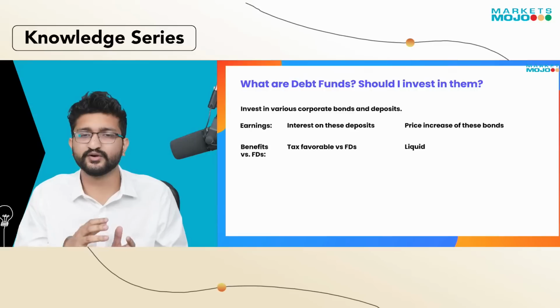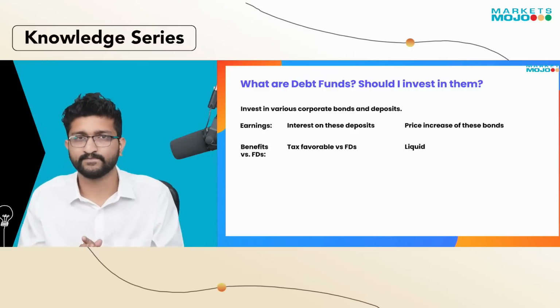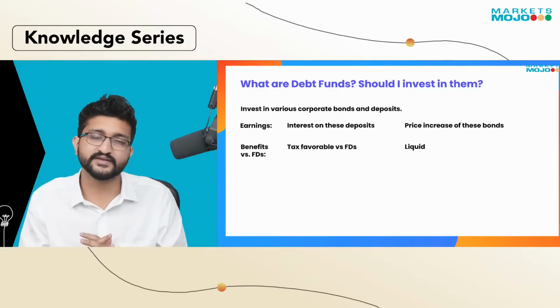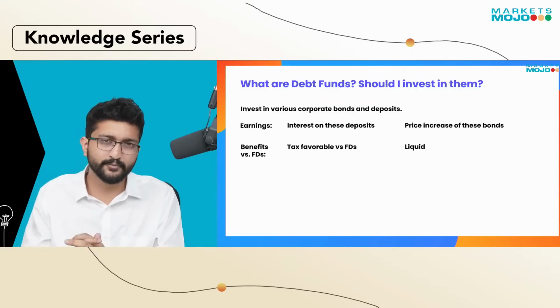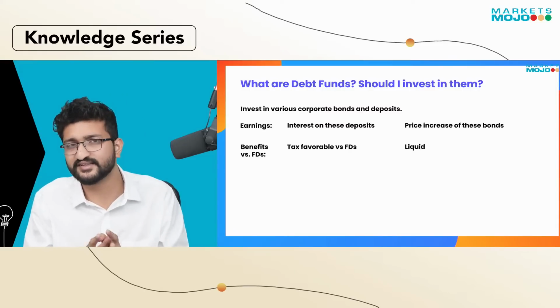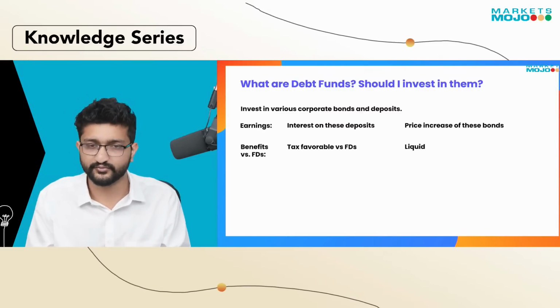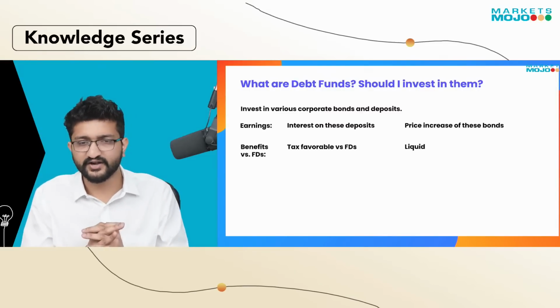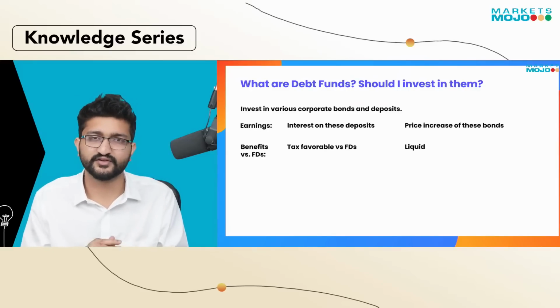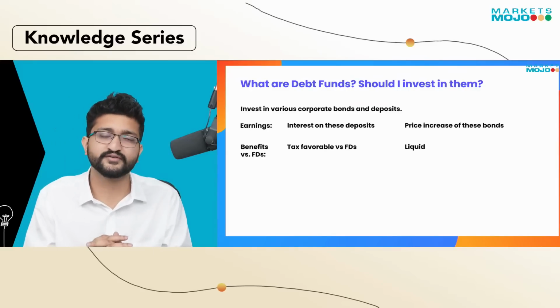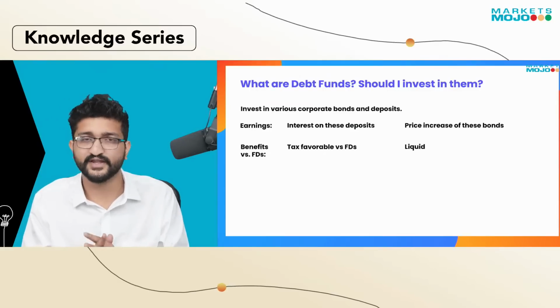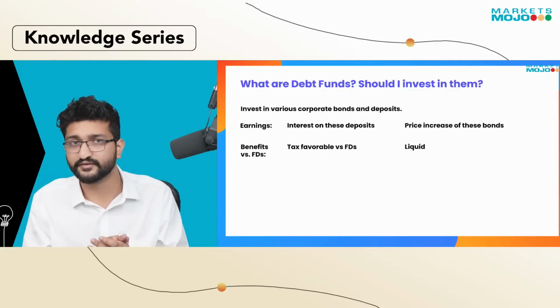Now, debt funds versus FDs. This is a big choice people make and they actually go with FDs. And I don't blame them because I think the nation has a lack of knowledge when it comes to how debt funds work. Debt funds are tax favorable versus interest on FDs. When you get interest on an FD, you have to pay a particular tax. Okay, that's not actually there when it comes to debt mutual funds.